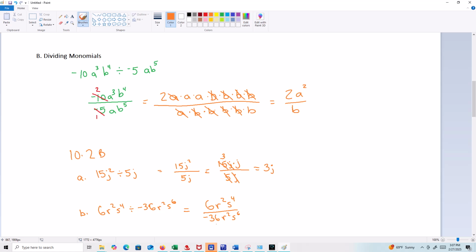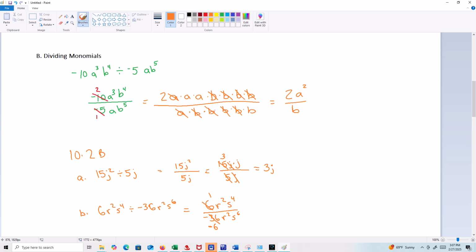Now 6 and 36 are both divisible by 6. So 6 goes into 6 once, and 6 goes into 36 6 times. But I want to make sure I keep that negative sign because I have a positive divided by a negative, and that will be a negative number. So I want to make sure that I don't lose that sign. Don't lose your sign. There's a big difference between 6 and negative 6. So I've got negative 6 down there now.